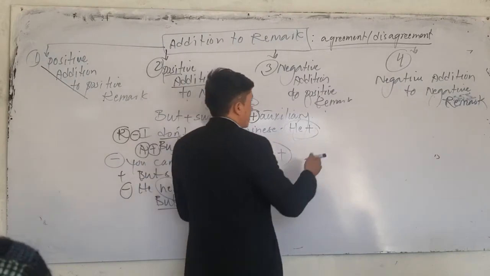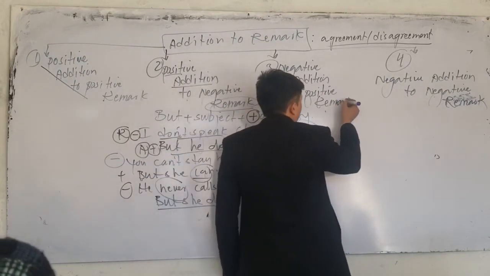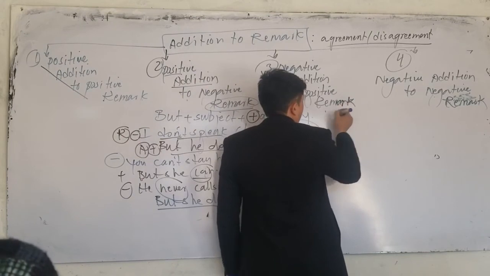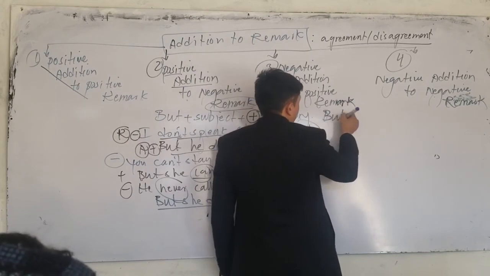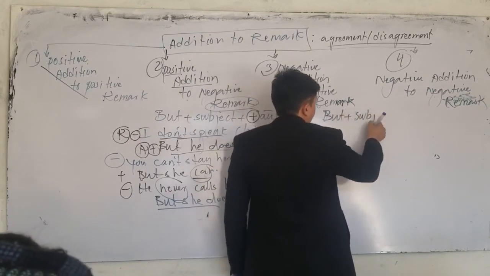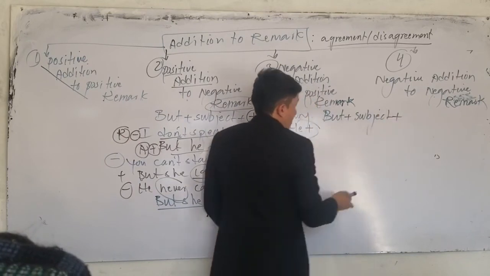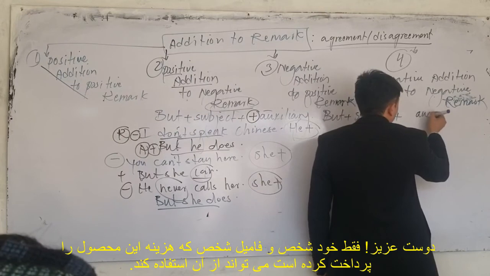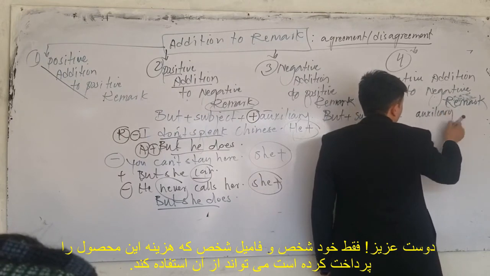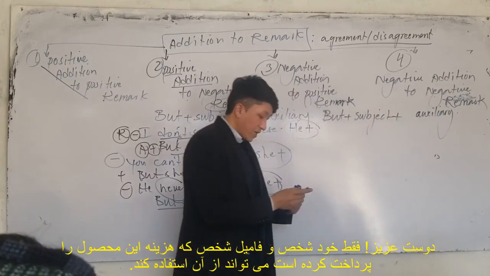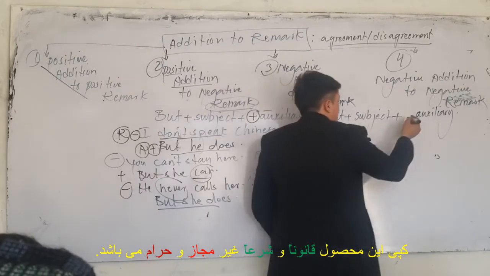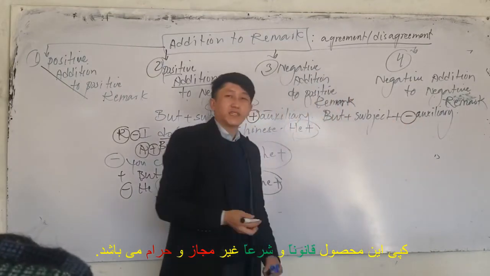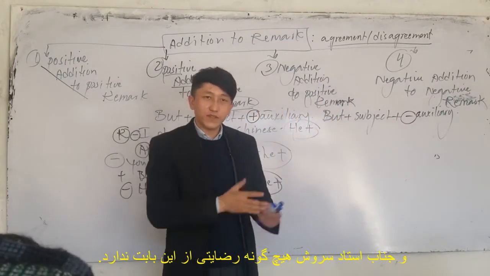Now, in negative addition to positive remark, again, what is this structure? Anybody can tell me this structure? We use but plus subject. After subject, what do we use? We use auxiliary verb. Is this auxiliary verb positive or negative? Anybody can tell me? Why is it negative? Here, this auxiliary verb should be negative because addition is what? Negative. If addition is negative, it must be negative there.